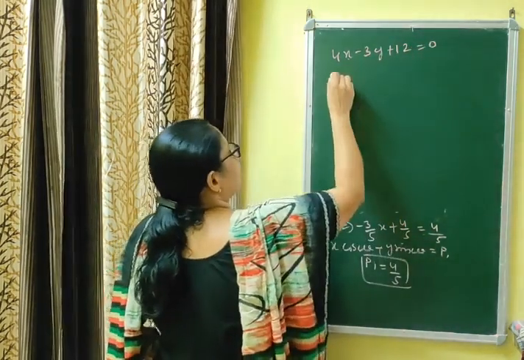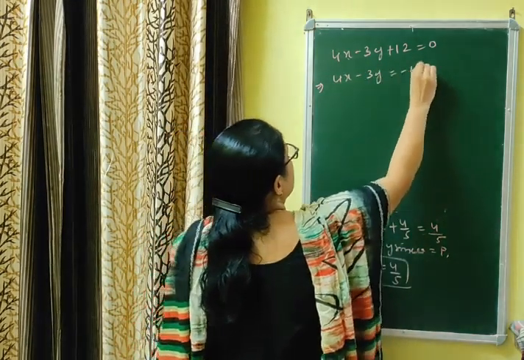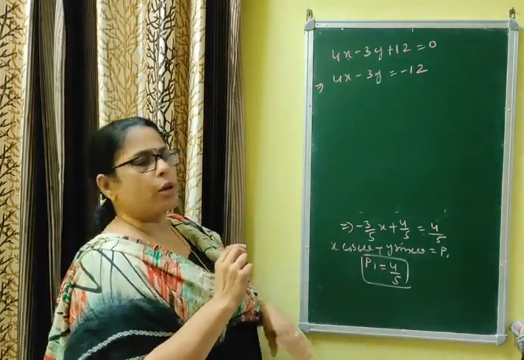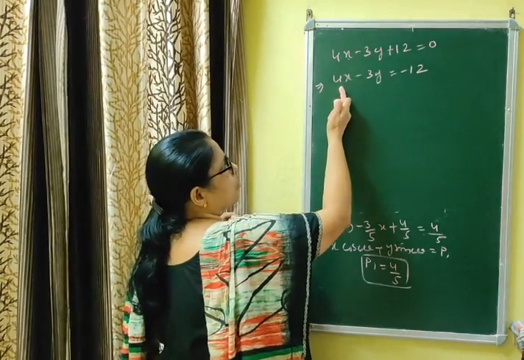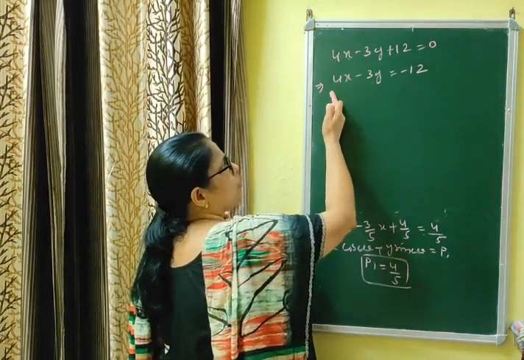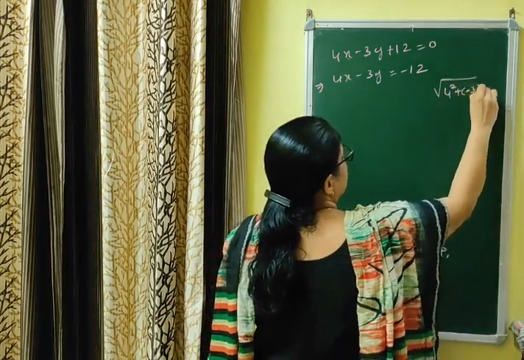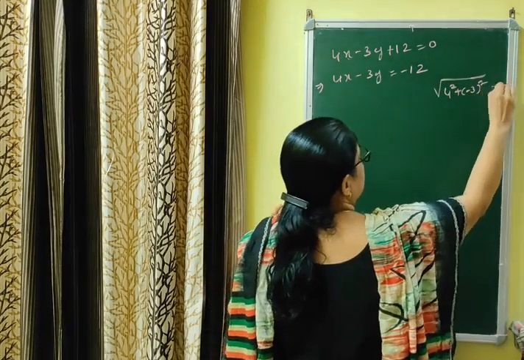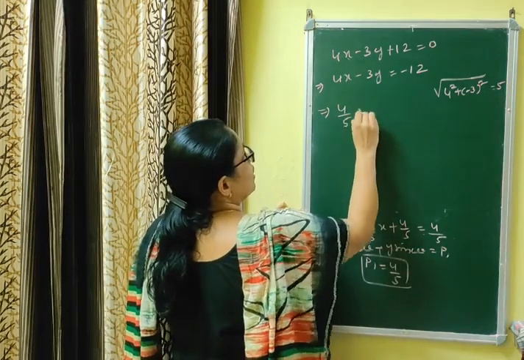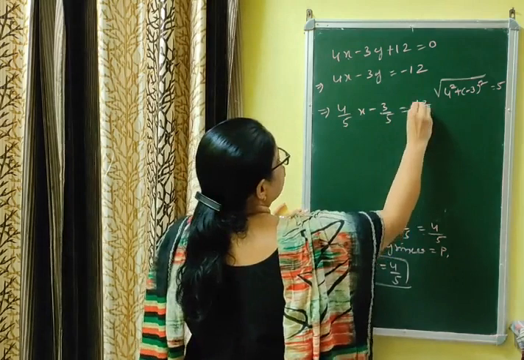पहले हम उसको 12 को राइट साइड में ले जाते हैं. That implies 4x minus 3y equal to minus 12. Now I am not going to write the coefficient of x whole square plus coefficient of y whole square. You can directly write this from the equation. Coefficient of x is 4 and coefficient of y is minus 3. Coefficient of x whole square plus coefficient of y whole square is 4 square plus minus 3 whole square, 16 plus 9, again 25. Under root 25 equal to 5. You'll get 4 by 5x minus 3 by 5y is equal to minus 12 by 5.